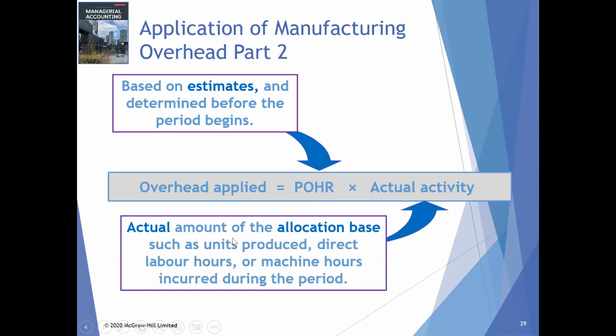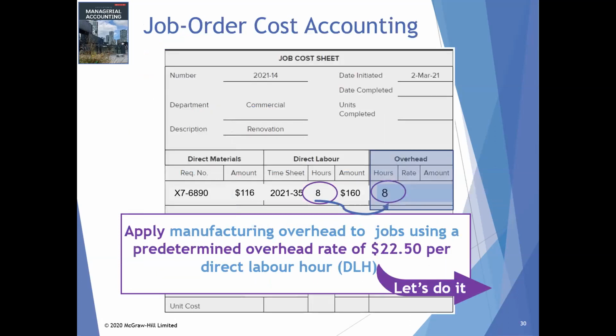Now, actual activity is the actual amount of the allocation base, such as units produced, direct labor hours or machine hours incurred during the period of time. It means the allocation base may be one of these 3. Number 1, units produced, how many units were produced, or maybe the direct labor hours if we want, or maybe the machine hours, how many hours the machine was used, during that period of time. Now look at this example.